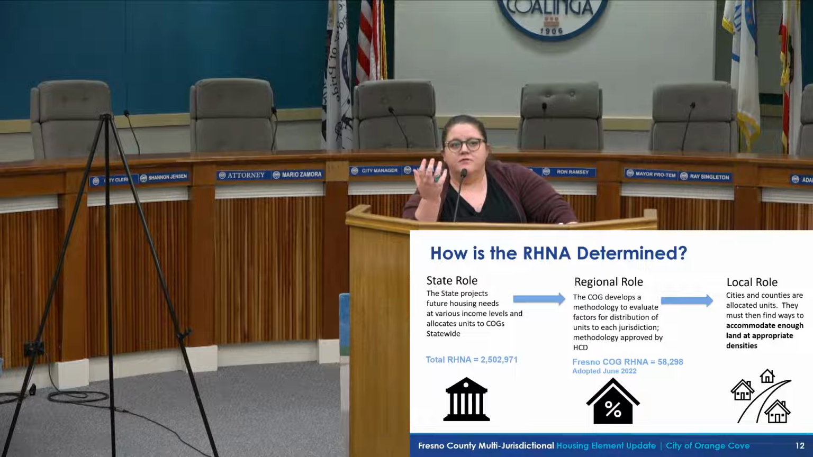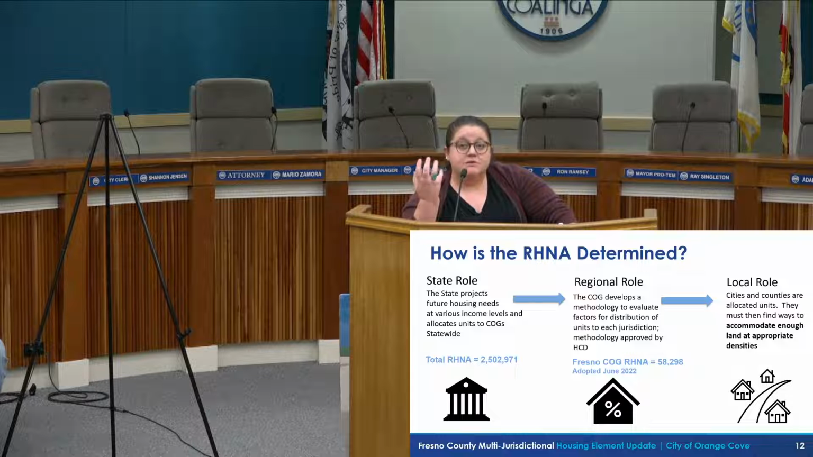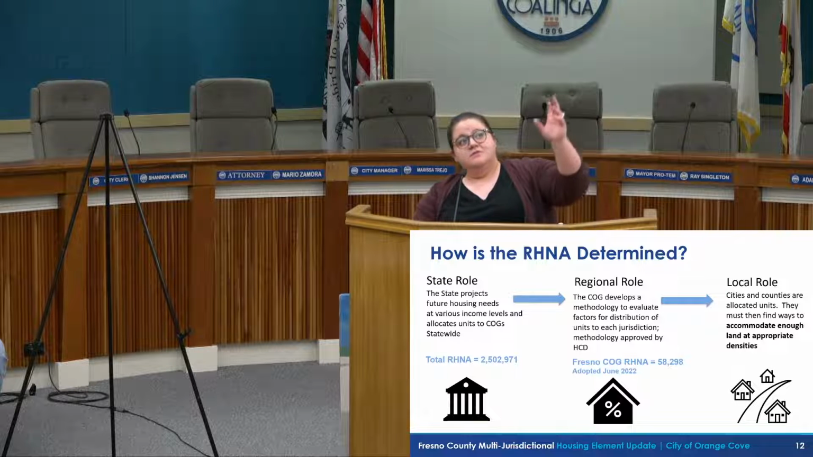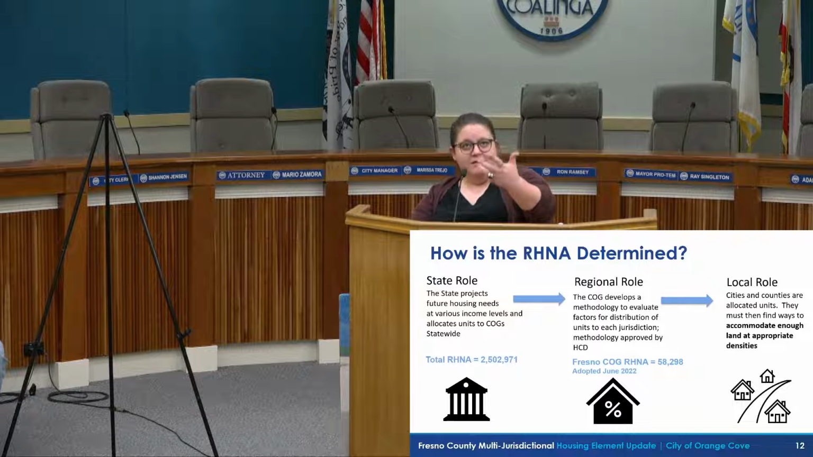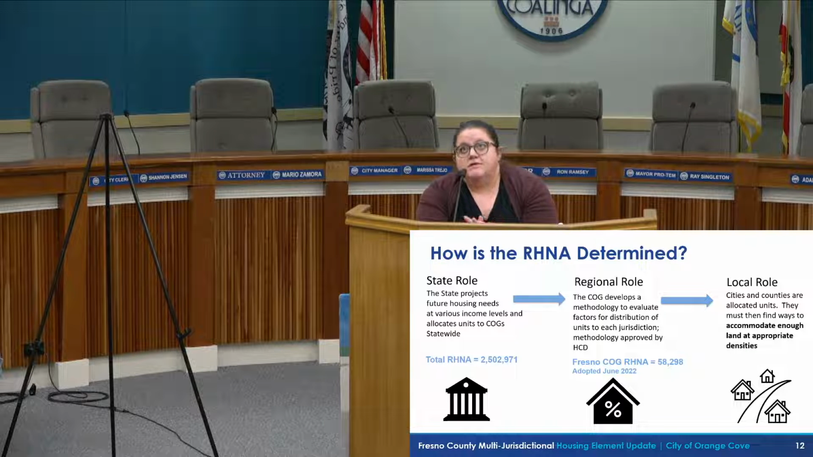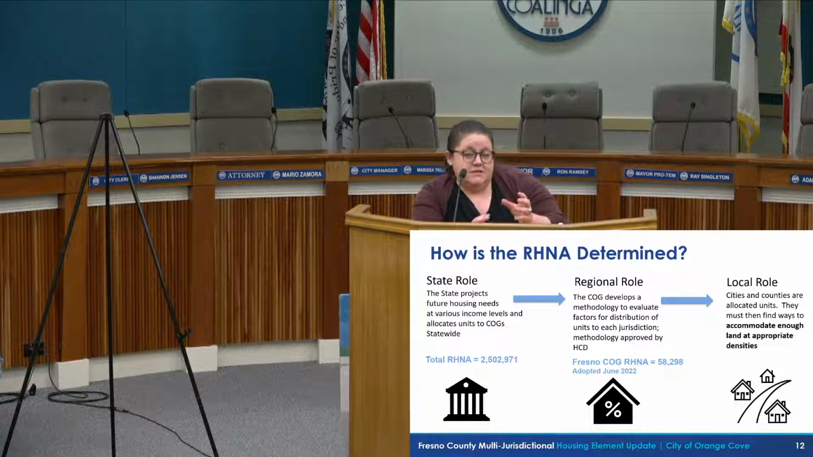Here we're part of the Fresno COG. It's different throughout the state, but here in the Fresno COG area, which is just the county of Fresno, our RHNA is 58,298. So the state, 2.5 million; the region, we have to get 58,000. And then what the regional COG does is it takes that 58,000 number, looks at current population, future population, and also capacity needs of a city. And so then it's passed down, and the city must find ways to accommodate that housing at different densities for different types of units.